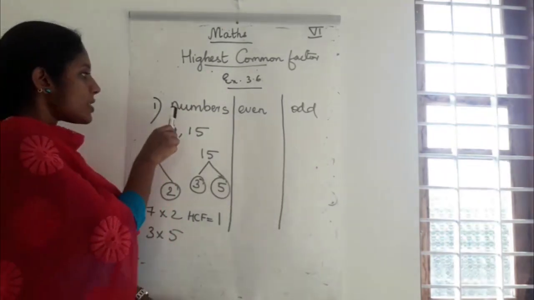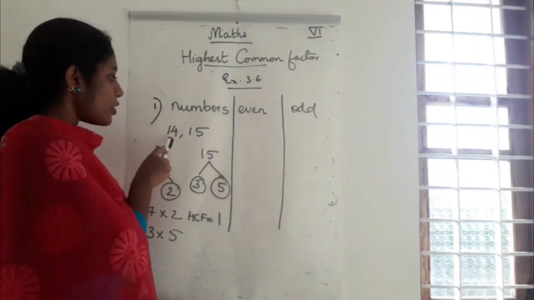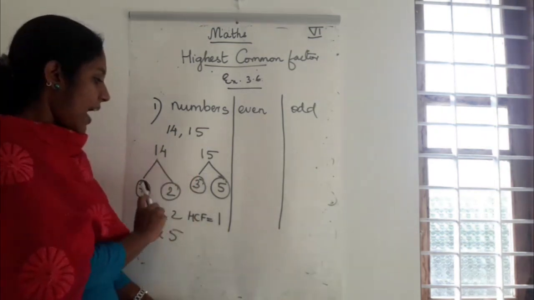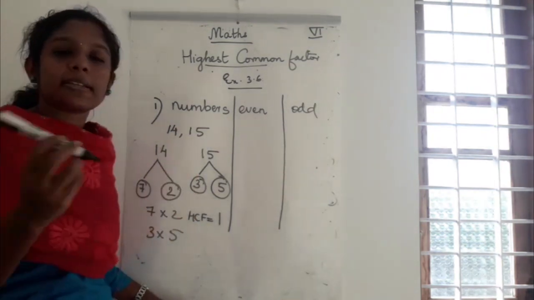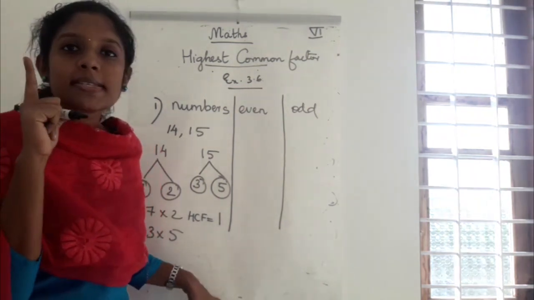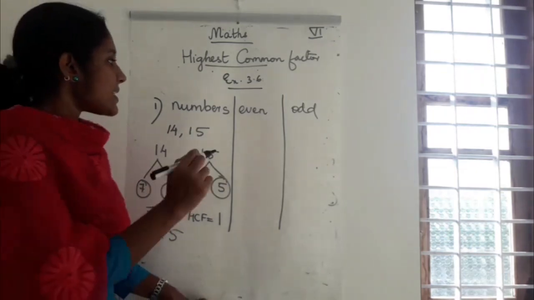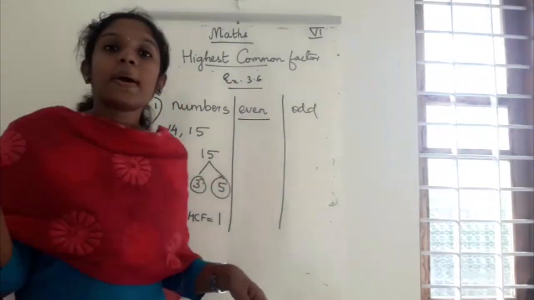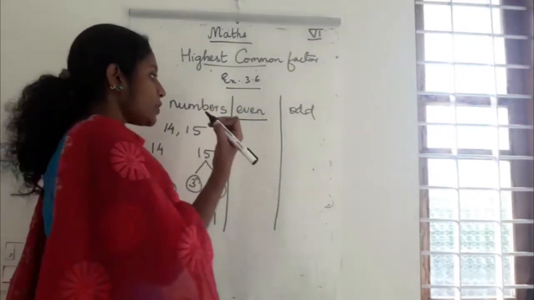So what is the highest common factor of 2 consecutive numbers? Answer is 1, because you don't have any common factors. And in the numbers you cannot find any common factor. So the highest common factor is 1. Okay. So next is find the highest common factor of 2 even numbers. So you have to take 2 even numbers.